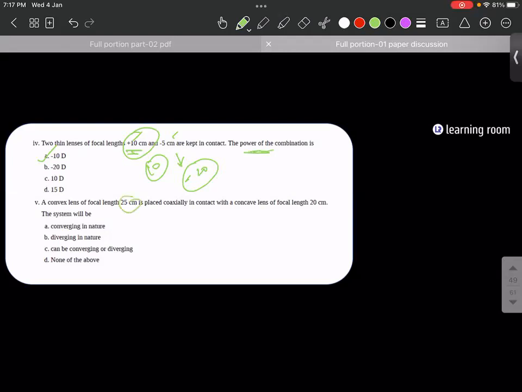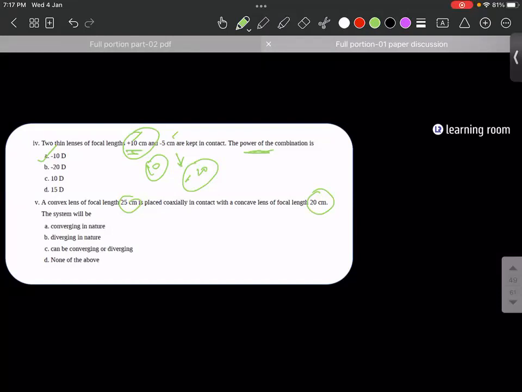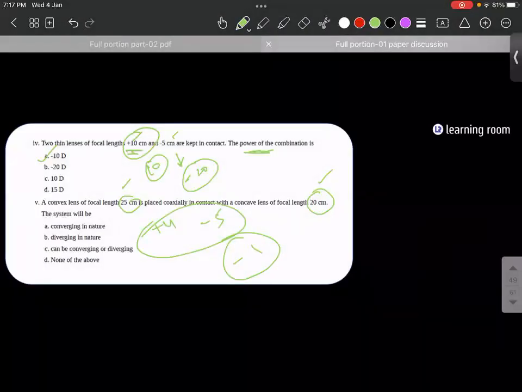A convex lens of focal length 25 centimeter is placed coaxially with concave lens of focal length 20 centimeter. Then the system will act as... You assume that they both are in contact. So convex lens, focal length is this much. So what is going to be the power? 4. Concave lens focal length is 20, so power will be 5. So for convex lens, it is positive. Concave lens, it is negative. So the combination of these two is going to give you minus 1 diopter. Minus 1 means, what kind of a lens is that? It's a diverging lens.